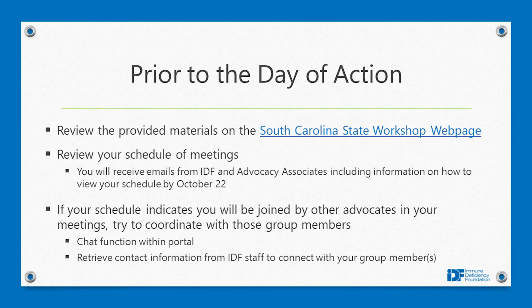And then lastly, on everyone's schedule, you will be joined by at least one other advocate in your meeting. So we usually try to pair individuals up so that everyone has a buddy when they're meeting with their legislators. So when you are viewing your schedule and you see the other person that's going to be in your meetings, we really encourage you to go ahead and reach out to those group members and coordinate with them before the day of action. So as you will see later when we do the overview of your online portal, there's actually a chat function that is really great within that portal that you can just directly chat with those other individuals. So really encourage you to reach out to them, just get to know each other a little bit before that day of action.